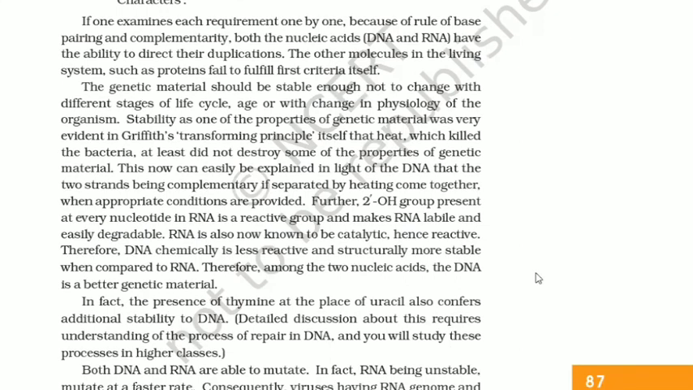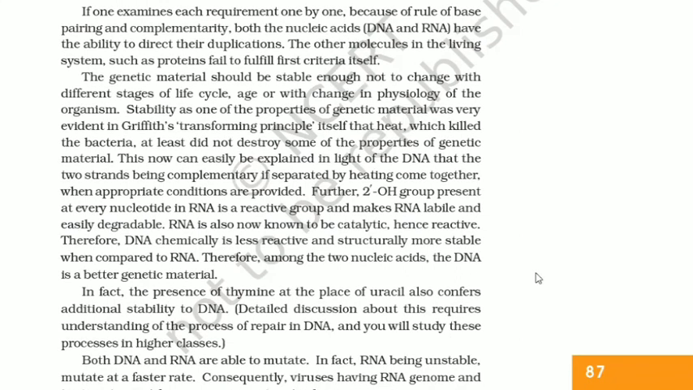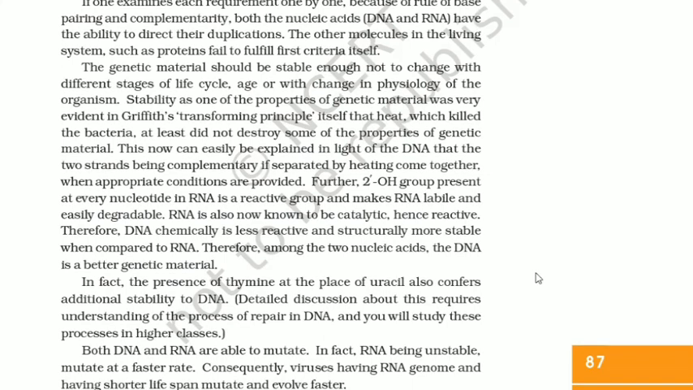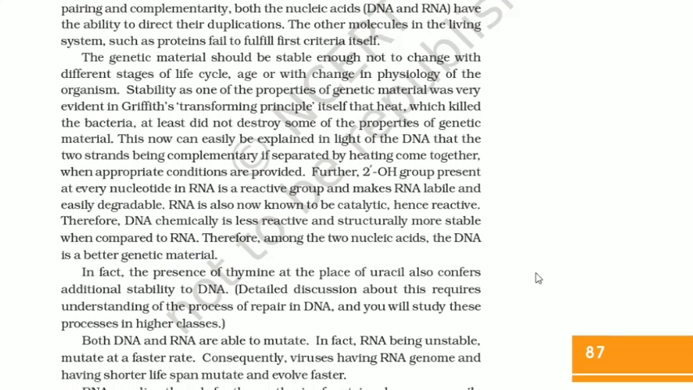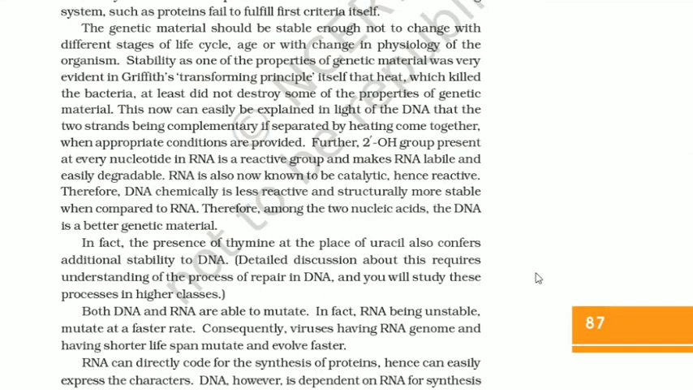If one examines each requirement one by one, because of the rule-based pairing and complementarity, both the nucleic acids, DNA and RNA, have the ability to direct their duplications. The other molecules in the living system, such as proteins, fail to fulfill the first criterion itself. The genetic material should be stable enough not to change with different stages of the life cycle, age, or with change in physiology of the organism.